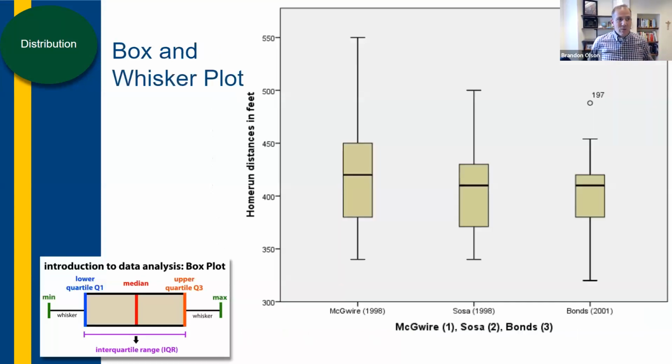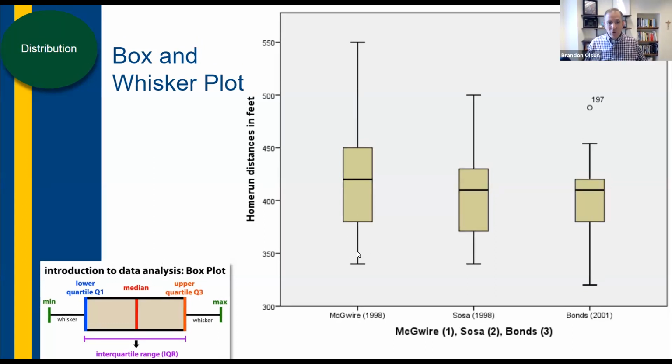All right, and another plot that really includes that variance is the box and whisker plot. These are fun. Probably one of the most underused plots out there. This is when you take a look at a variable and we have different categories that we're measuring. Here we're taking a look at home run distances between Mark McGwire, Sammy Sosa, and Barry Bonds. We're taking a look at how long each of their home runs were. And so this shows us a lot of different things.